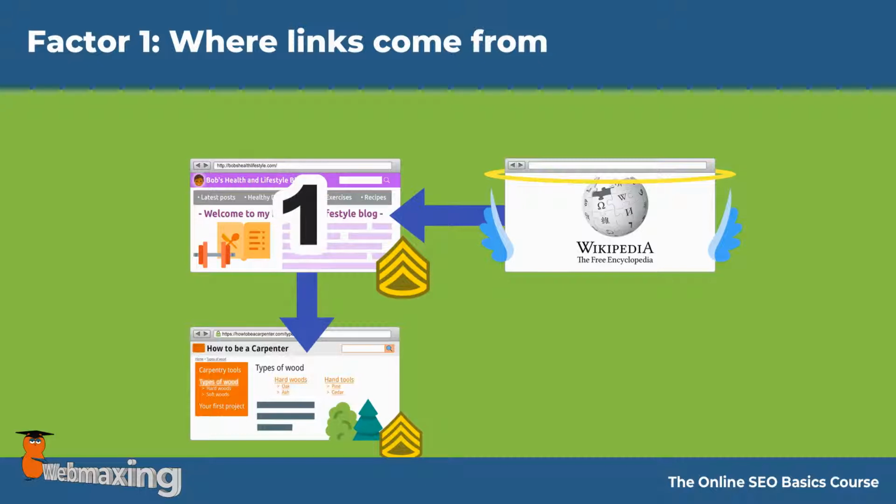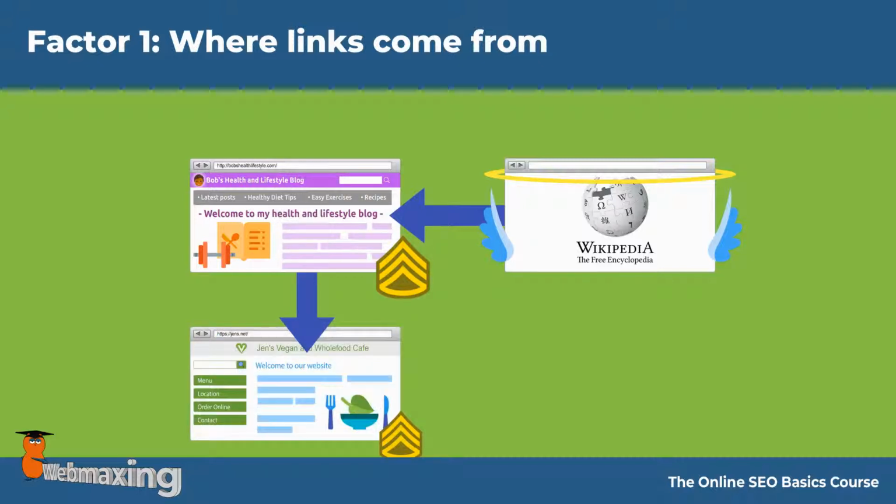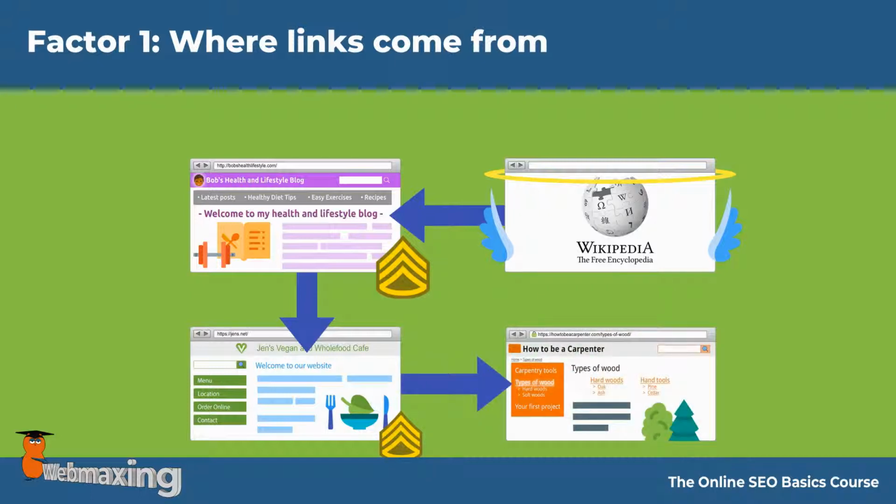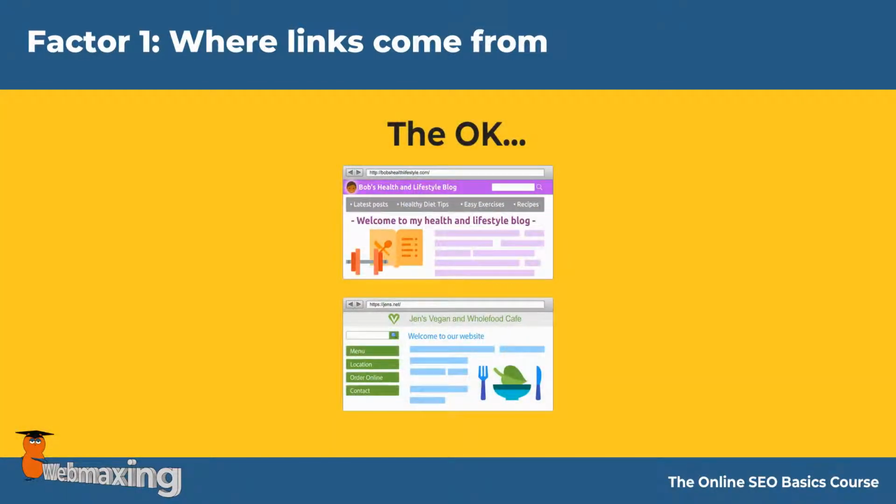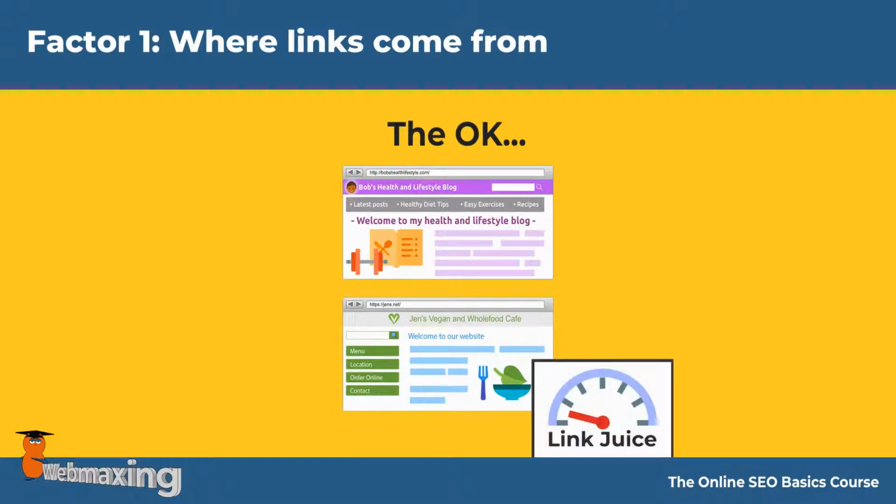But if Bob linked to Jen's site and then Jen linked to us, we would be 2 steps away from a seed site. We'd still feel a boost, but not as strong as if we were 1 step away. So your distance from a seed site affects the power of your link juice. The OK websites are your everyday ones that can range from the wildly popular blogger to a little known small business. Some have a little link juice, some have a lot.